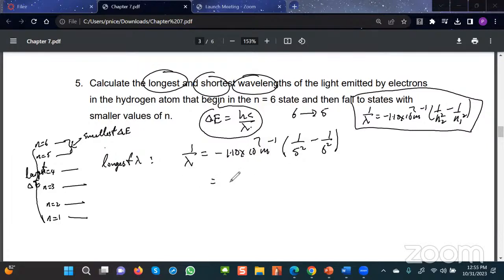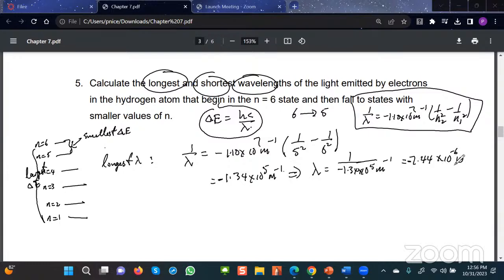Okay, so the answer I got is minus 1.34 times 10 to the 5. I'm going to explain how we deal with the minus sign in this case. So that's 1 over lambda, which means that lambda is equal to 1 over minus 1.34 times 10 to the 5 meters to the minus 1. So when I do that, the answer I got would be 7.44 times 10 to the minus 6 meters. And that would be a minus sign.